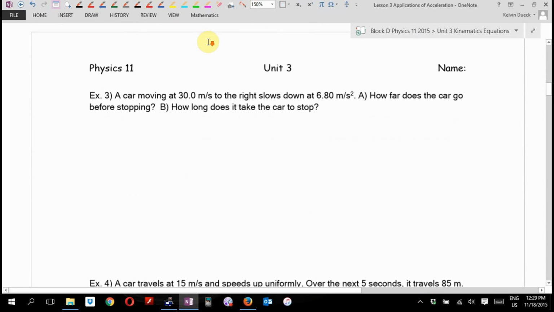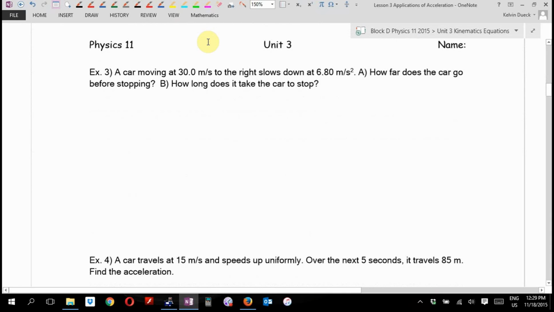Next page over. A car moving at 30 meters per second to the right slows down at 6.8 meters per second squared. A, how far does the car go before stopping? B, how long does it take the car to stop?